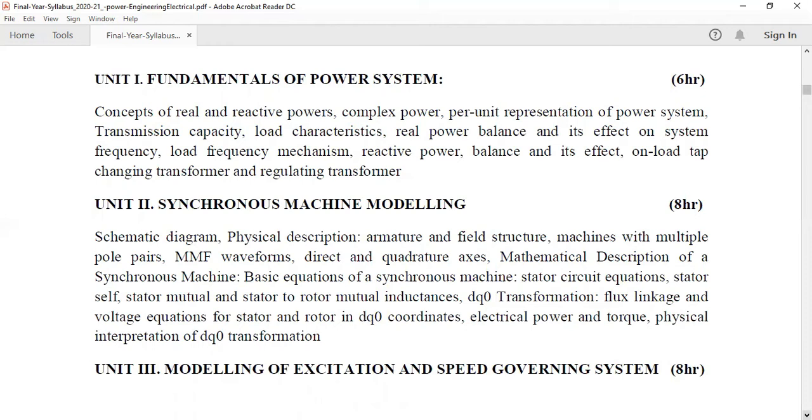In this, we will see the basic equation of synchronous machine, stator circuit equation, stator self and stator mutual and stator to rotor mutual inductances, DQ zero transformation, flux linkages and voltage equation for stator rotor in DQ coordinates, that is direct and quadrature. Then electrical power and torque, physical interpretation of DQ transformation. So in this unit number 2, we will see the mathematical modeling of synchronous machine, which will be utilized for further analysis.